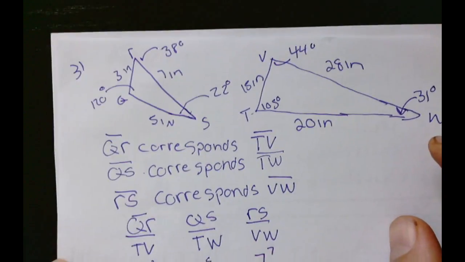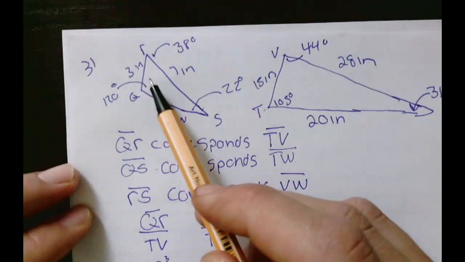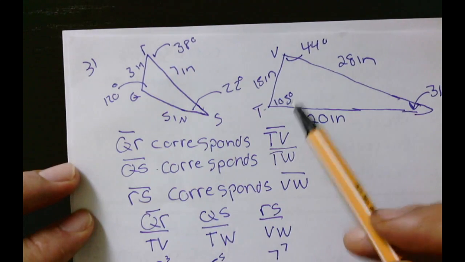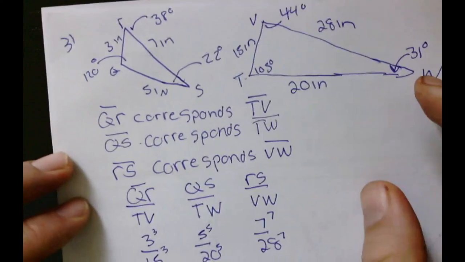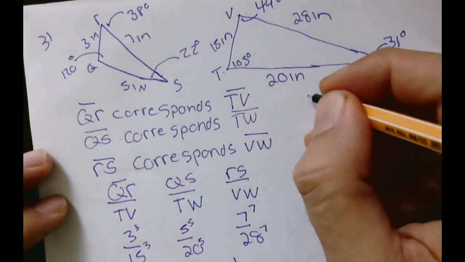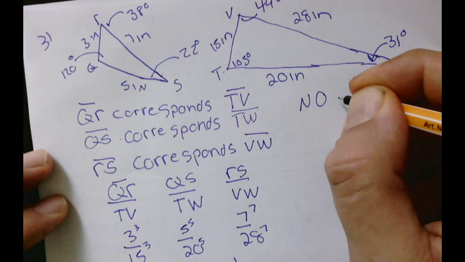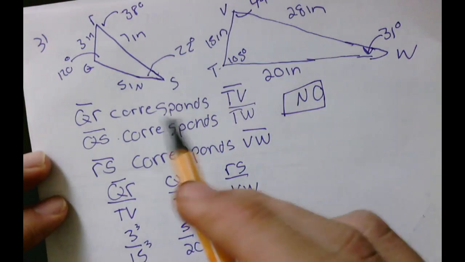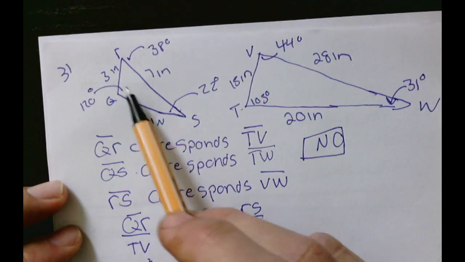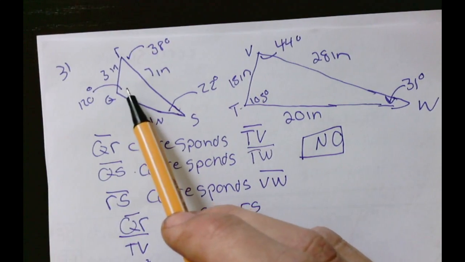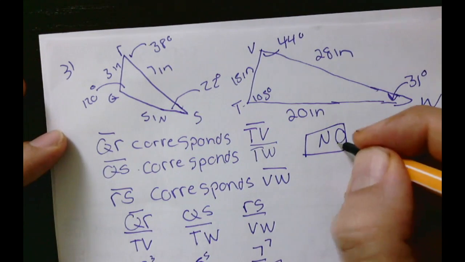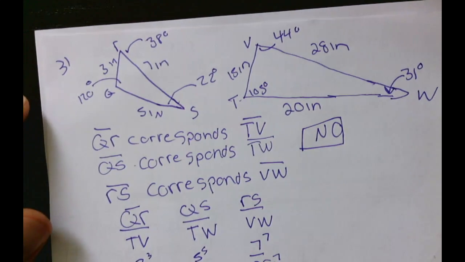Now, the last thing we want to check is the angles. So we've got 120, we've got 105. Oh, it doesn't look like the angles are similar. So no, they are not similar, because the sides are not proportional and the angles aren't the same. So we can say no.